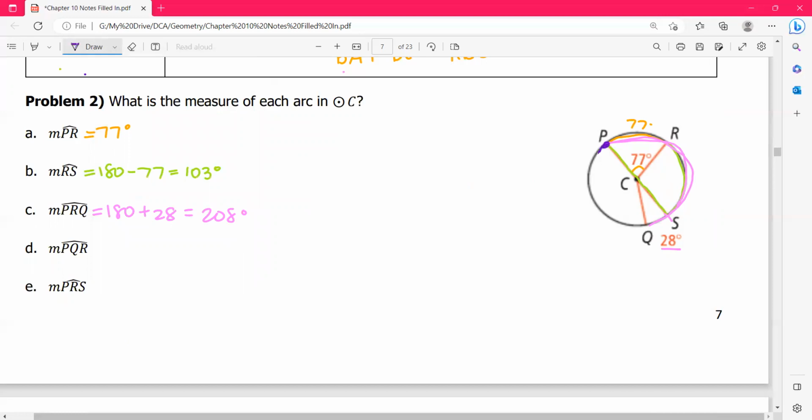PQ, let's follow these letters. PQR is almost the entire circle except the 77. So for this one, I'm going to do the entire circle minus 77, and I get 283 degrees. There are going to be different methods to get these values, guys, but we should all get the same final answer, but we can approach the problems in different ways. That's okay. And then we've got arc PRS. Notice that is the semicircle, so that's 180 degrees.